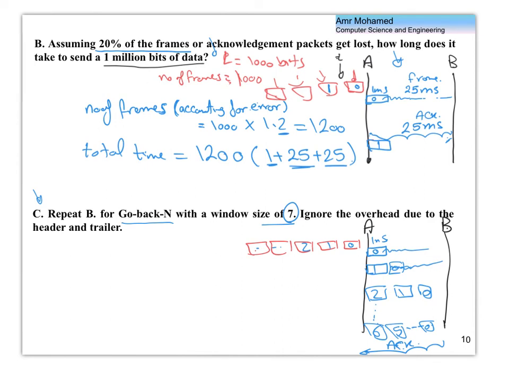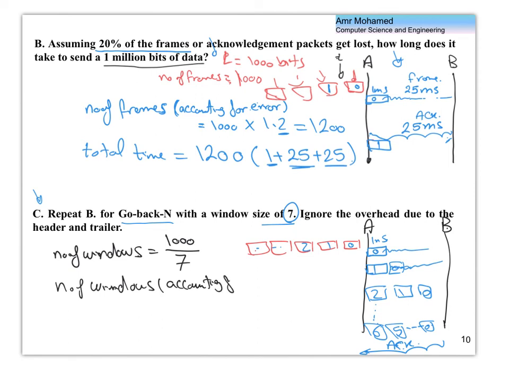So here, I have to work on the level of the window. So I have to say, okay, what is the number of windows here? We have 1,000 frames, and we have to divide them by 7. So these are the number of windows that I have to use as part of the Go-Back-N. What is the number of windows accounting for error?